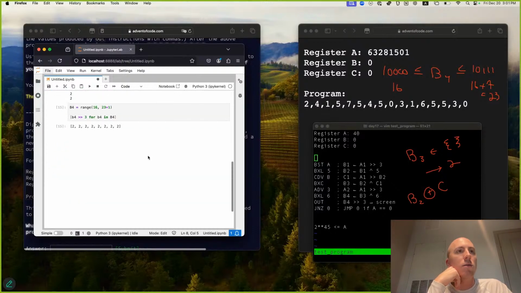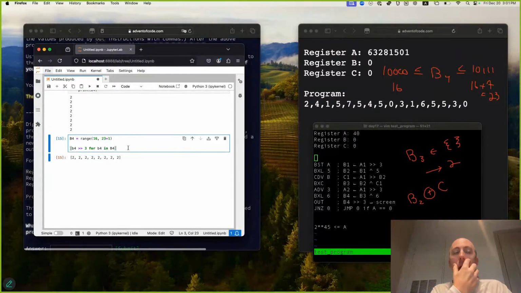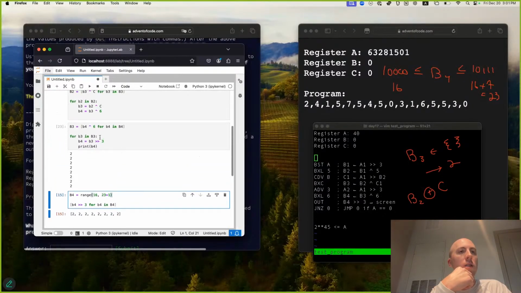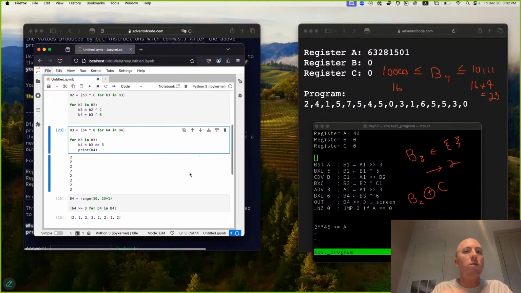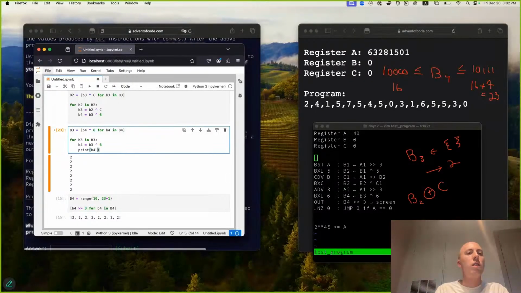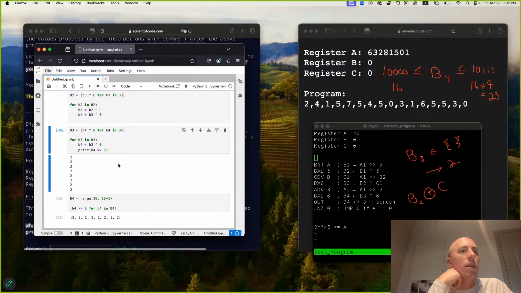Wait, this is messed up. Okay, so B4 is any of these values. I kind of messed this up here. So B4 is equal to B3 XORed with 6, and then we want to print out before. Yeah, okay.